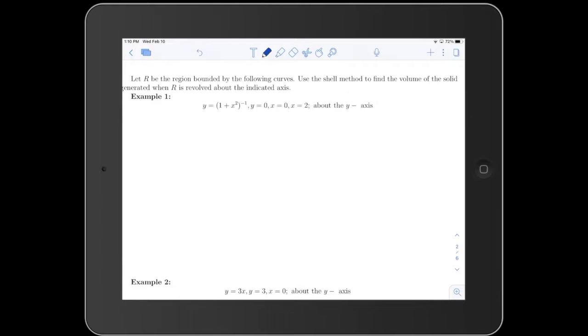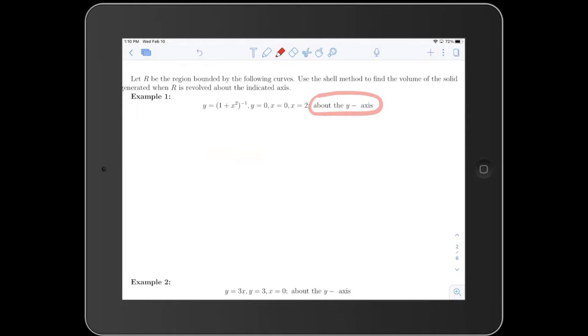We have the function y is equal to (1 plus x squared) to the negative first power. We have y is equal to 0, x is equal to 0. So these are our axes, and then x is equal to 2. We're rotating this about the y-axis. I'm going to be highlighting important things about the y-axis.